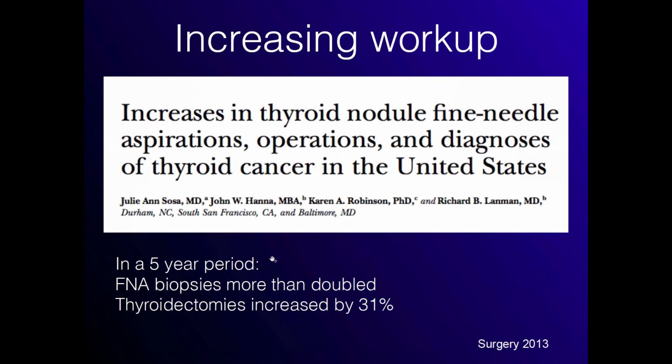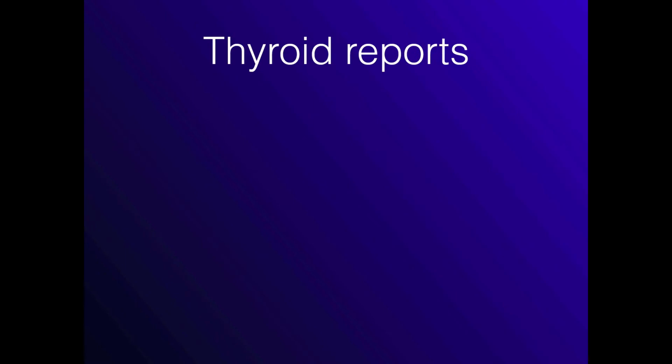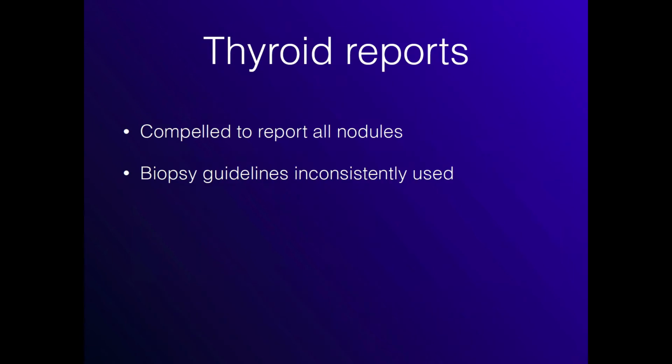And this is an article that tells us about our trends in the last 5 years. FNAs have more than doubled. This was a study published in 2013, and thyroidectomies increased by 31%. And it stems from thyroid ultrasound reports. We, as radiologists, feel like anything focal is something that we need to report, particularly if it's bigger than 1 centimeter.